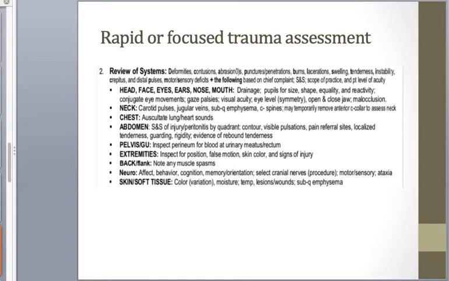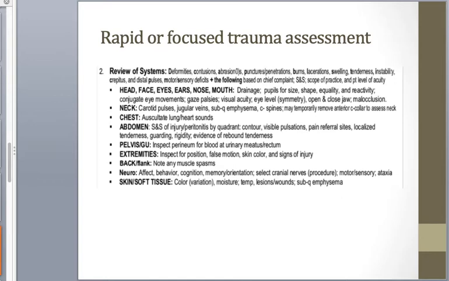Abdomen, signs and symptoms of peritonitis in all quadrants, as well as any guarding, rigidity, rebound tenderness, localized tenderness. In the pelvis, we can inspect for any blood, possibly checking the urinary meatus or rectum. We will also want to check for instability in the extremities, or instability in the pelvis. And then we'll check the extremities, inspect for position, false motion, skin color, signs of injury.